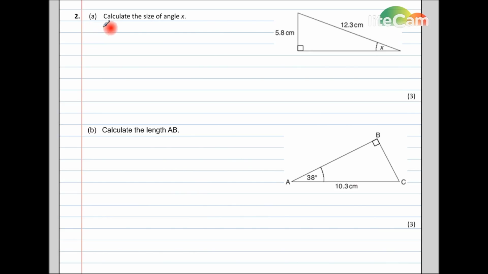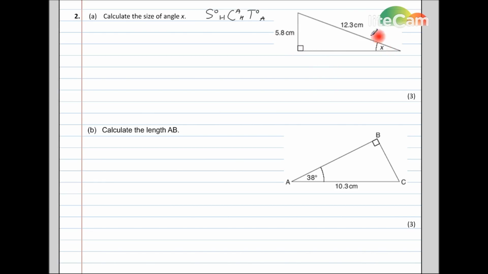Question 2, part A. Calculate the size of angle X. So we've got a missing angle here, but we've got two sides that we know. Okay, so we're going to be using right angled trigonometry. So if I write down SohCahToa, we need to first identify which we're going to be using. Are we going to be using sine, cosine, or tan?